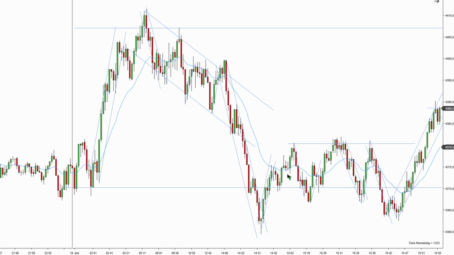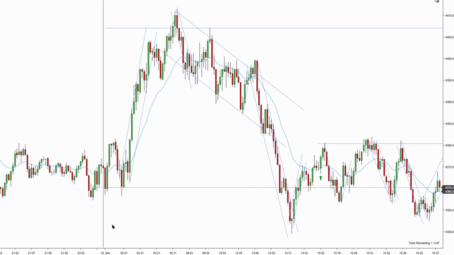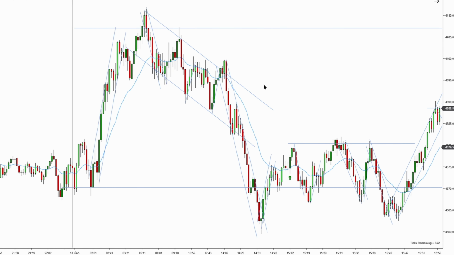We have two conflicting patterns. So which one is most likely going to work? Well, the best thing to do if you're unsure is just sit on your hands. But the bigger pattern in price action, more often than not, takes precedence. So the bigger pattern is the trading range. This trend line is shortened.